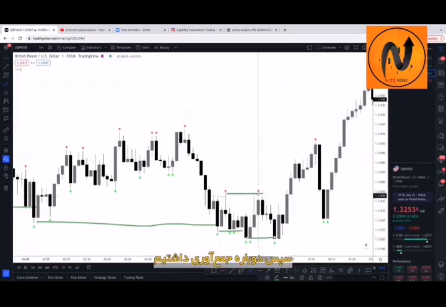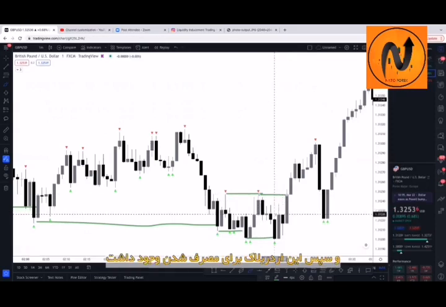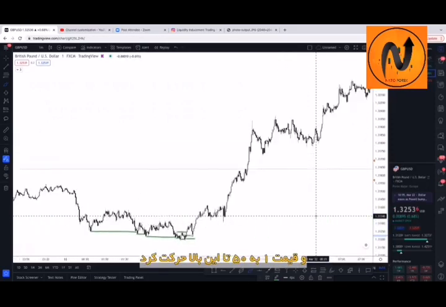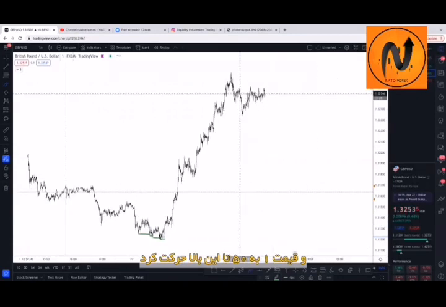Then we had the sweep, finally that break of structure here, and then that OB that was sitting right here for that mitigation, and this one ran to a 1 to 50 all the way up to the highs up here.